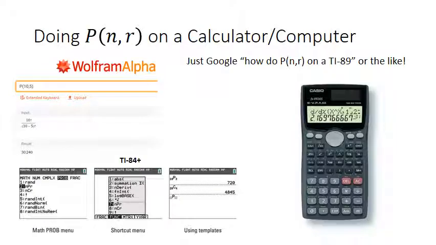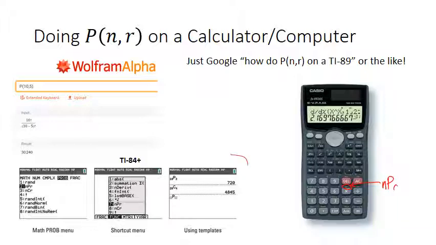Okay, last thing I want to say is about doing P of n comma r on a calculator or a computer. So pretty much every type of math, every computer or calculator math system will do this. Wolfram Alpha will do it, Excel will do it, your TI calculators will do it, or your Casios. Even most scientific calculators, believe it or not, will do it. Like, this is my scientific calculator that I use, and it has written in really small font right there the letters nPr. So even those scientific calculators will sometimes do it.